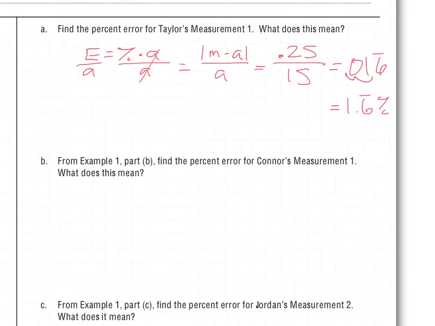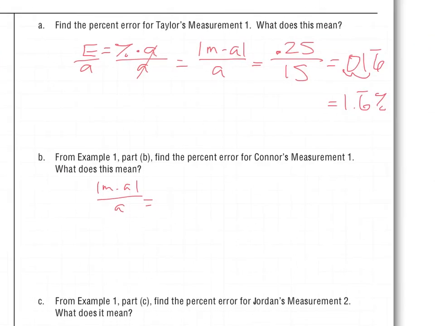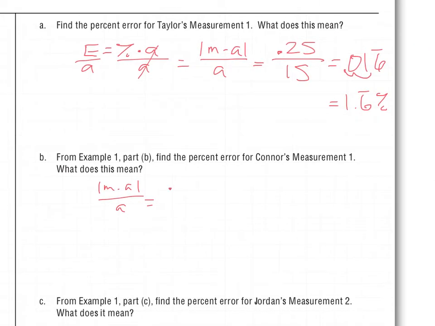So Connor's percent error is going to be his measurement minus the actual, divided by the actual. We already found his error is 0.5 over the actual, which is supposed to be 15. When we do that division, we're going to get 0.033 repeating. Move the decimal 2 times. This is going to be 3.3% repeating.